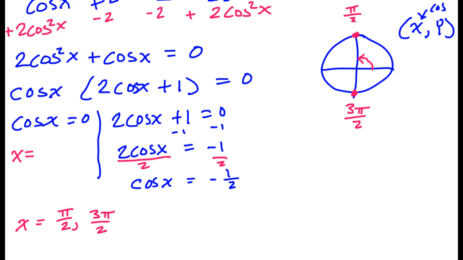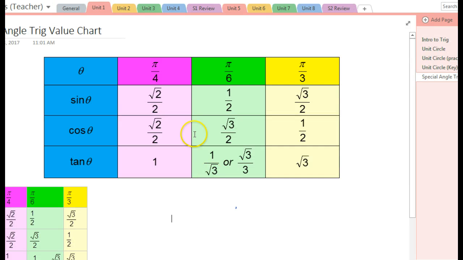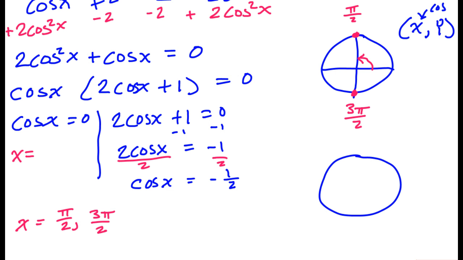Let me draw another version of the unit circle. Forget the negative for a second. Where is cosine equal to 1/2? So everything on this chart you should basically have memorized. So I know that cosine of pi over 3 is 1/2. So that tells me that pi over 3 is the reference angle. So I'm going to draw a bunch of pi over 3's. All right, pi over 3 is a third of pi.